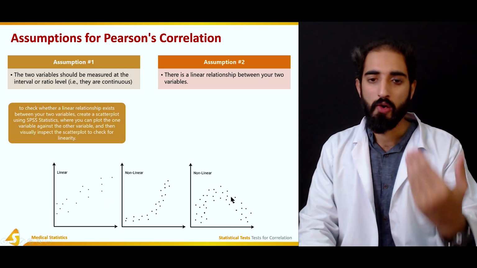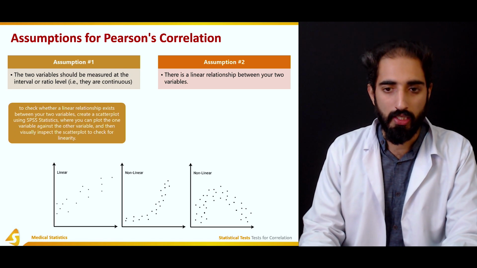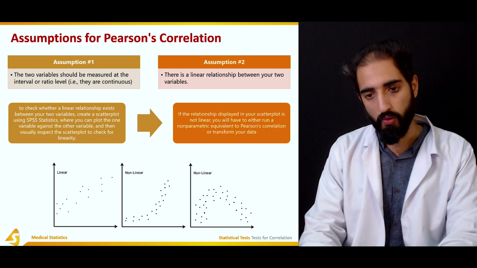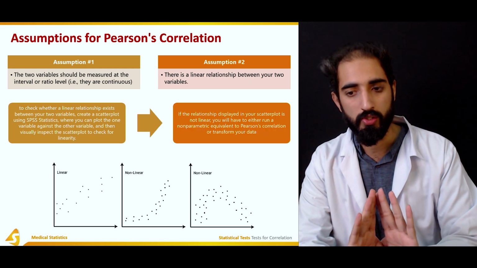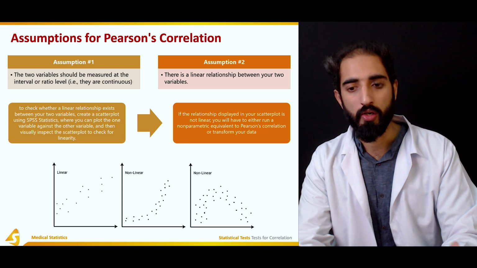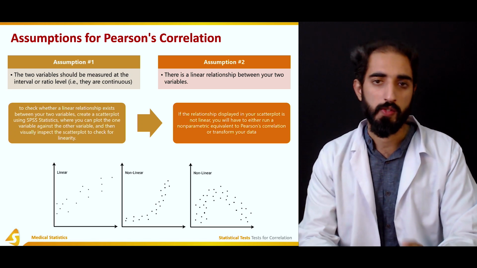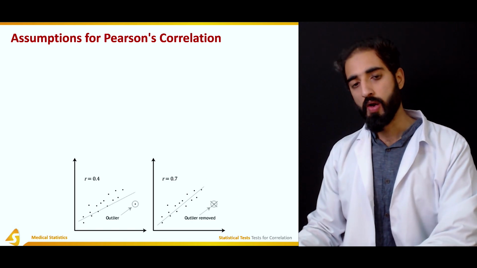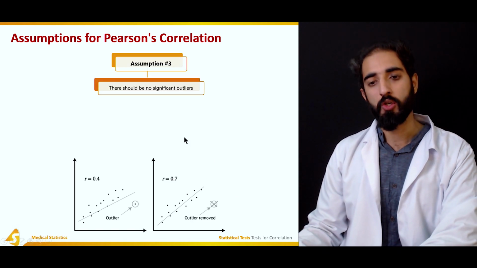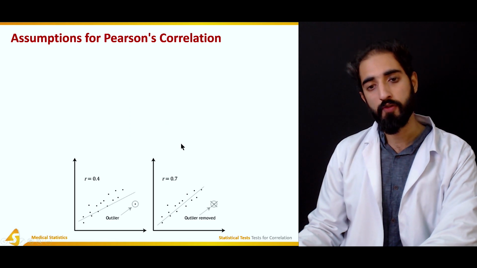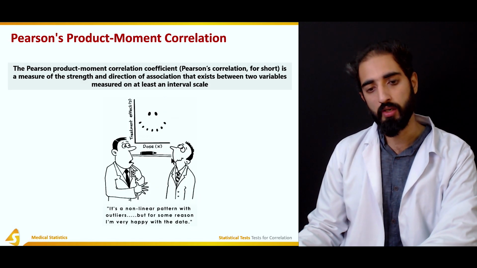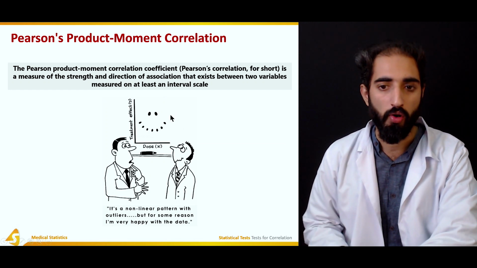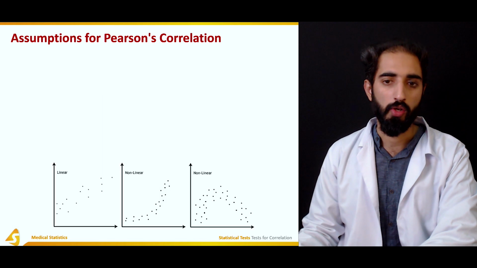So if the relationship is non-linear, we cannot use the parametric or Pearson correlation. We should go for the Spearman correlation. If the relationship in your scatter plot is not linear, either run a non-parametric equivalent to Pearson correlation or transform your data to make it normal and linear. Now assumption number three is that there should be no significant outliers. And if you remember this picture, which is the meme, there were two outliers here as well. So once again, this was not fulfilling the assumption for the Pearson's product moment correlation.